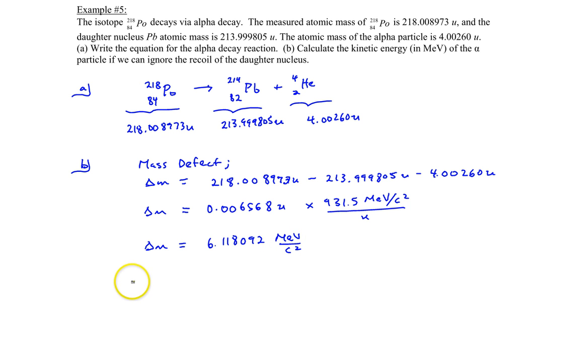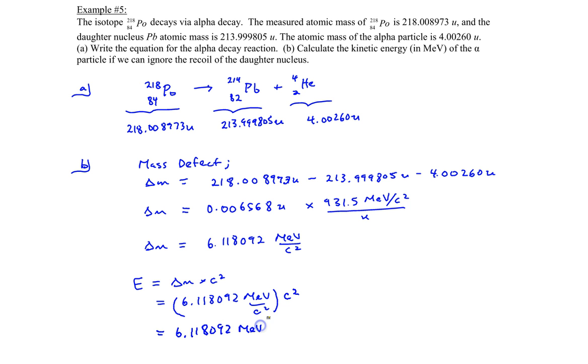So now we're ready to find the energy that is released. That's that mass defect multiplied by c squared. So 6.118092 megaelectron volts per c squared, and multiply that by c squared, and you'll get 6.118092 megaelectron volts. And that energy is essentially the kinetic energy. And that's it for example number 5.